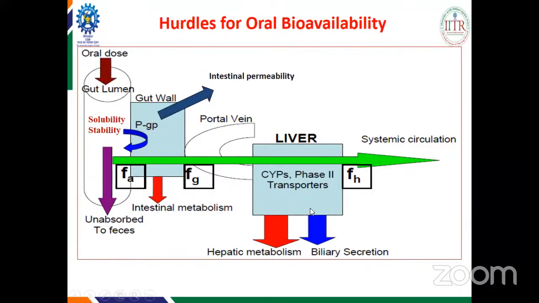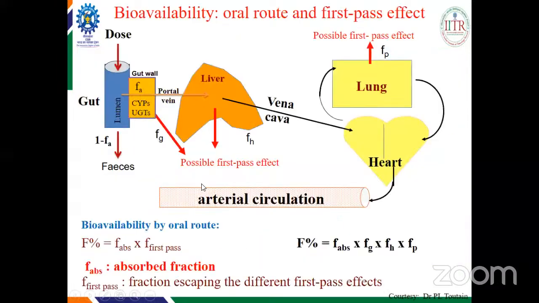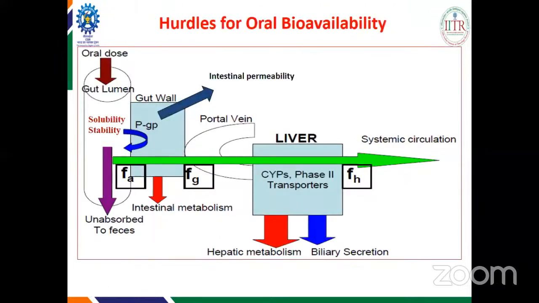So three important parameters responsible for determining the bioavailability are Fa, which is called the fraction absorbed; Fg, which is called the fraction escaping the intestinal metabolism; and FH, which is called the fraction escaping the liver metabolism. If we understand Fa, Fg, and FH, we can determine the bioavailability of any given molecule.